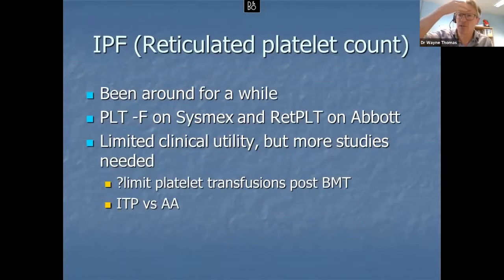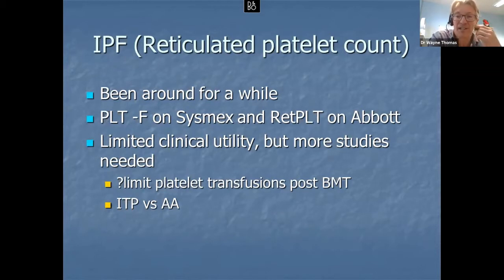I'll just move on to platelets. The IPF has been around for ages. I remember hearing about it 15 or so years ago. You can extract the information related to it from Sysmex and Abbott. They've got slightly different names, but essentially these are reticulated platelets. Probably the best thing to do is think of them as early platelets or young platelets.